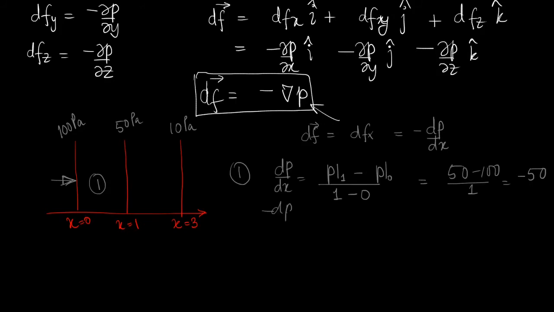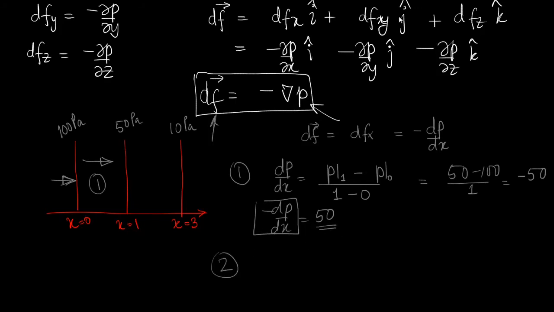So minus dP/dx is equal to 50, meaning that the force acting on the fluid in the first cell is equal to 50 acting in the positive direction, because minus dP/dx is the direction of the force. It is not dP/dx, it is minus dP/dx, minus of the gradient.